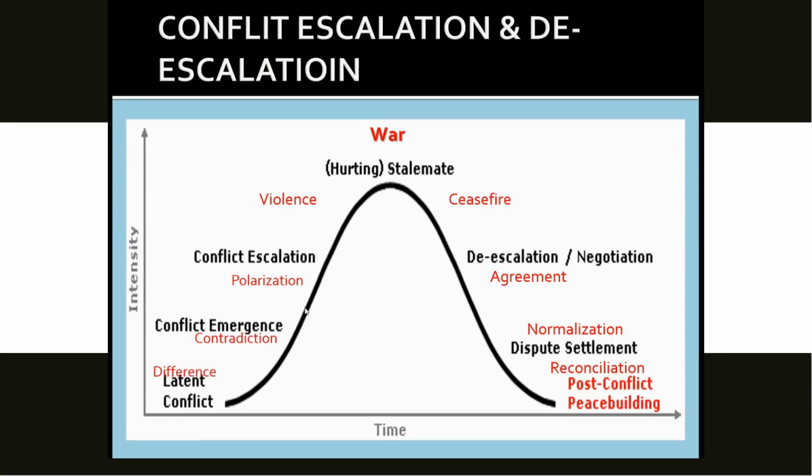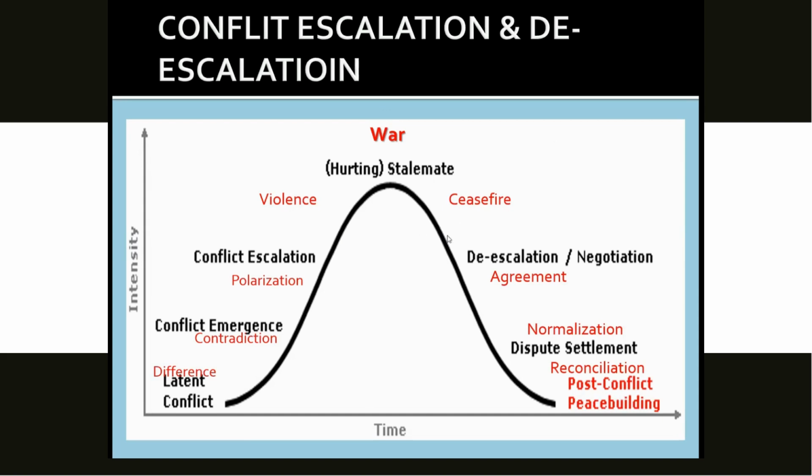It may not yet have reached violence, but there may be some attitudes that parties show, like ignoring each other, stopping communication, polarization. So at each stage of a conflict, there are particular conflict parties' behaviors and attitudes. So you must analyze what stage the conflict is at.